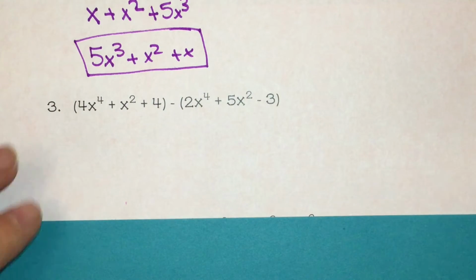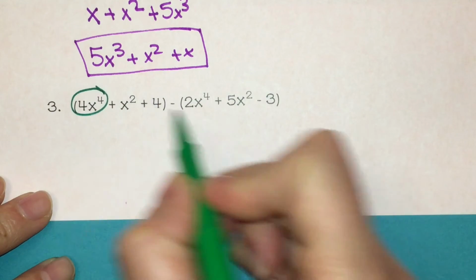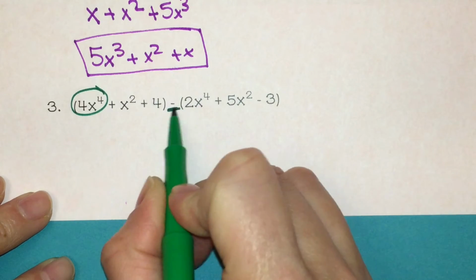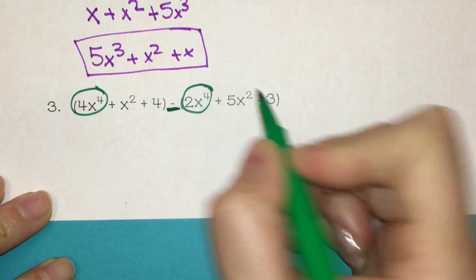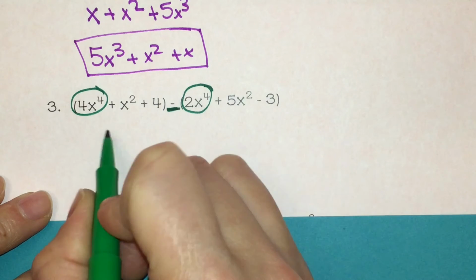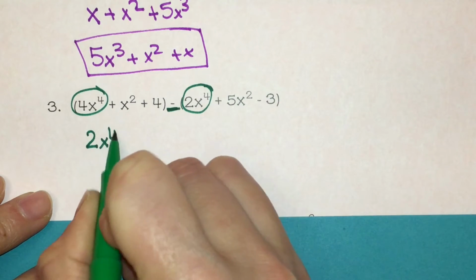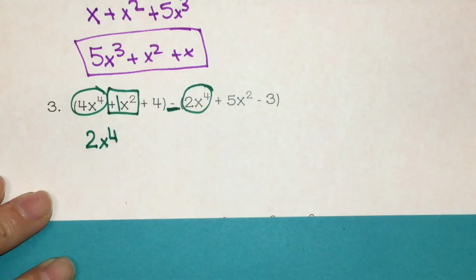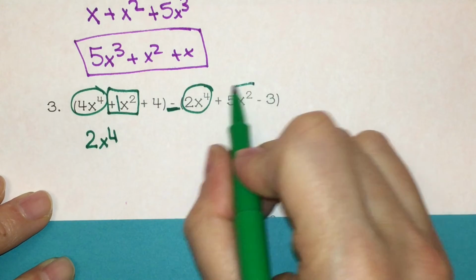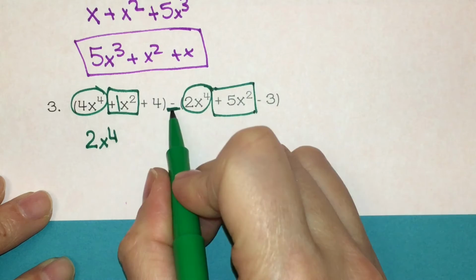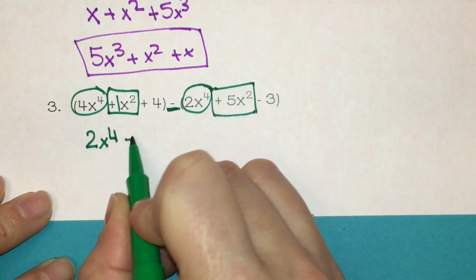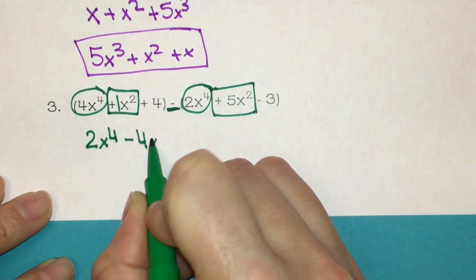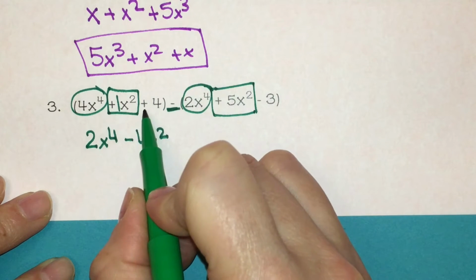All right. We have x to the 4th. Ooh, pay attention, we have a minus there. 2x to the 4th. So 4 minus 2 is 2, and it's x to the 4th. Here we have a positive x squared, which is 1x squared, minus 5x squared. So 1 minus 5 is negative 4, and we're talking about x squared terms.